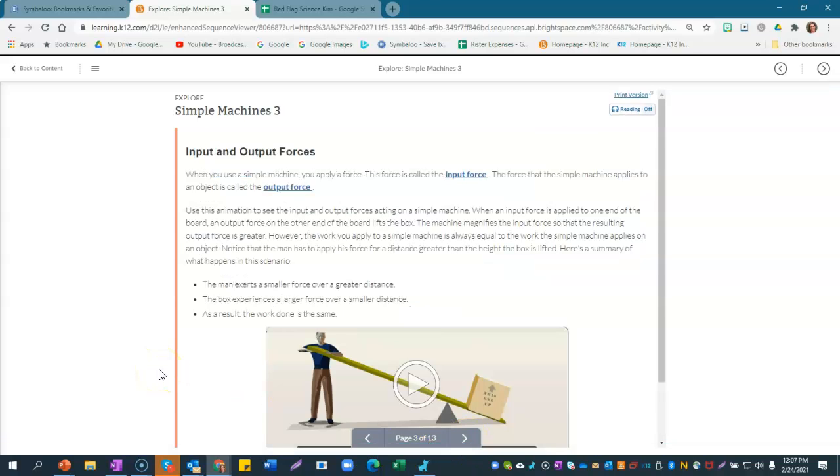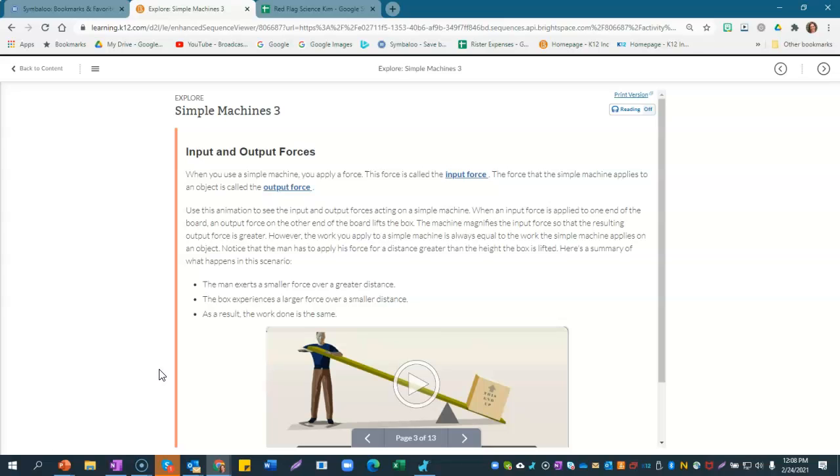Okay, so input and output force. These are important words you need to know. When you use a simple machine, you apply a force. The force is called input force. So the work we are putting in is input. The force that the simple machine applies to an object is called the output force. So you can look at this picture and see the man putting in force, and the box is going to be lifted, and that is going to be the output force from the lever.